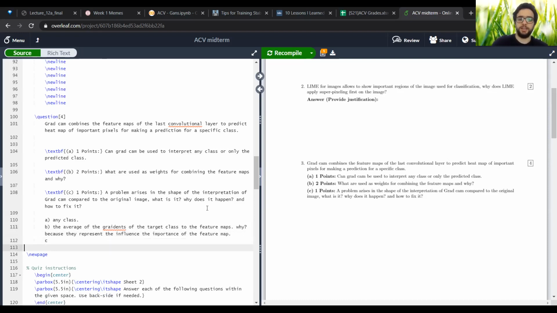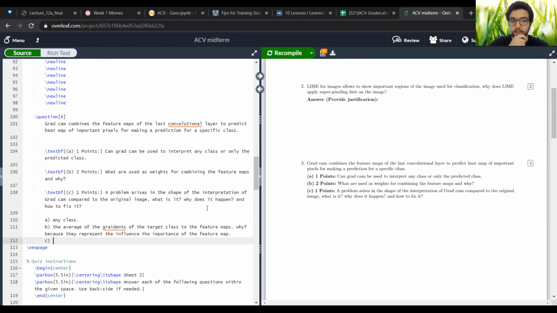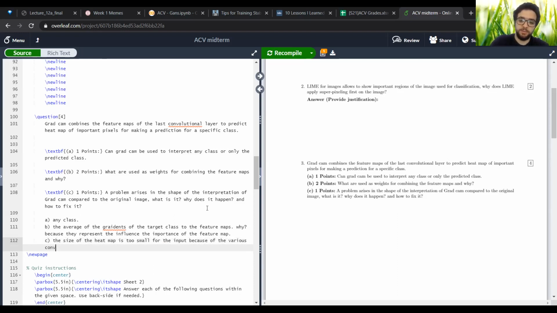C. A problem arises: the size of the heat map is too small for the input, because of the various conv and max pooling layers. How do you fix it? By upsampling. So far, simple.